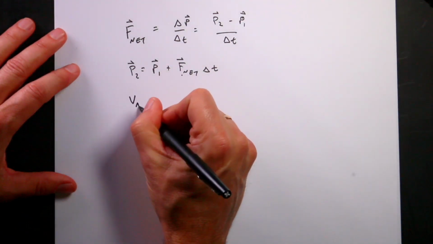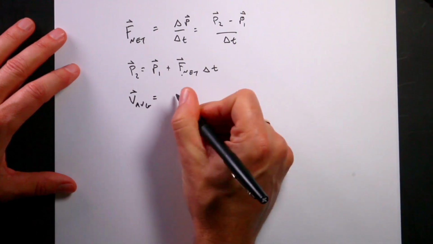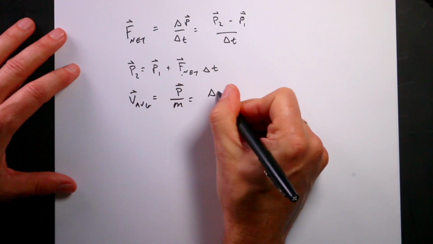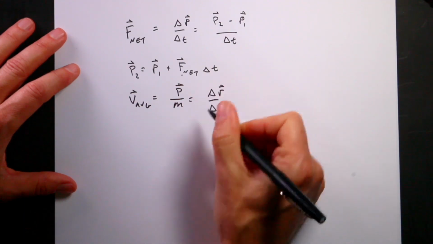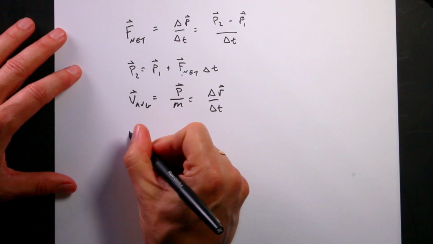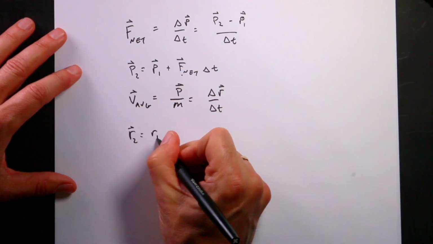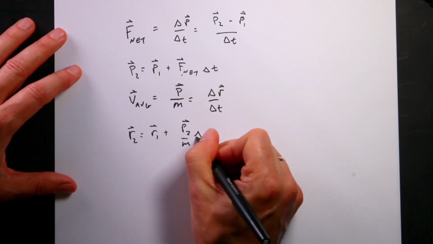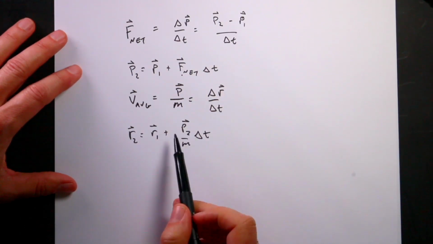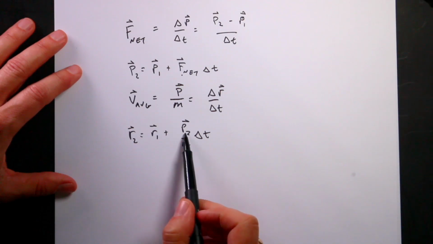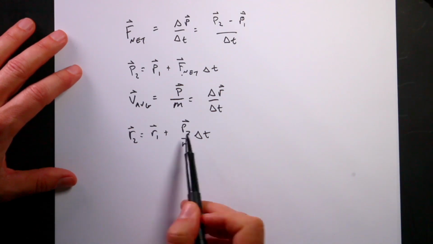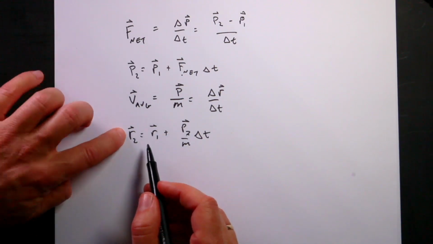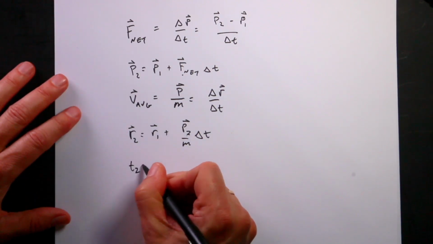I can say V average is momentum over mass, and that's equal to the change in position over the change in time. So if I solve this for the final position, I get R2 equals R1 plus P over M delta t. So here's another trick. If I assume that the final momentum is the same as the average, which is not true, but with a short time interval it's kind of true, then I can use this to find the new position, and then finally I can find the new time.